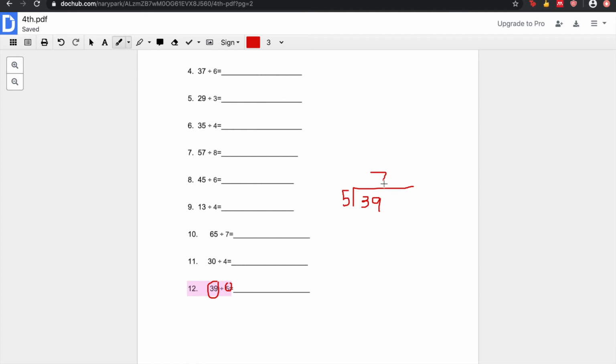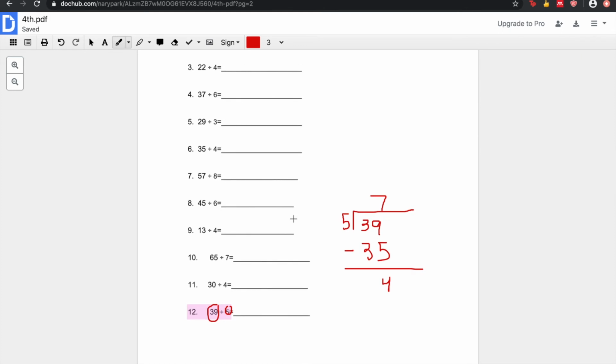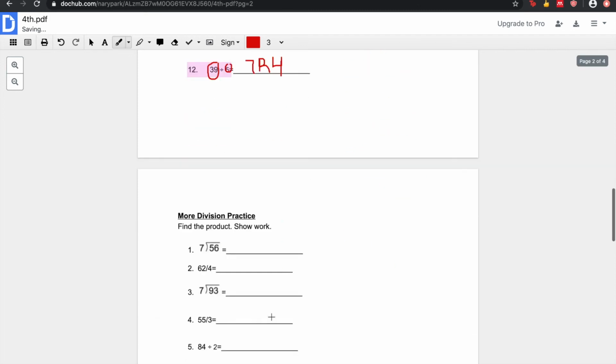So if you plug in 7 into the second number, we put the 7 here and not here because 5 cannot go into 3, right? 5 can go 7 times into 39, but it cannot go 7 times into 3, which is why we put it here. Okay. So 39 minus 35 is just 4. And that's our remainder. To put it in the format, it's 7R4. R stands for remainder. Okay.